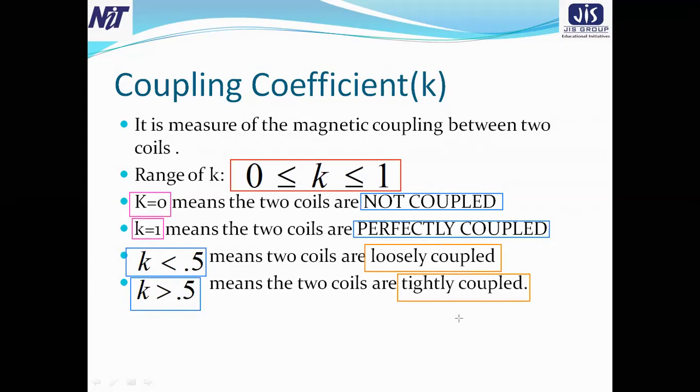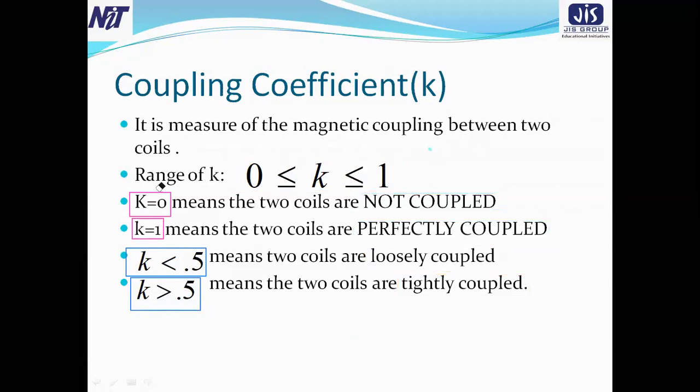So the range of K is greater than or equal to 0 and less than or equal to 1. We can consider K equals 0, K equals 1, K less than 0.5, K greater than 0.5. K equals 0 means two coils are not coupled, K equals 1 means perfectly coupled. K less than 0.5 means loosely coupled, but K greater than 0.5 means the two coils are tightly coupled. These are the properties we have to remember to understand the coupling coefficient.